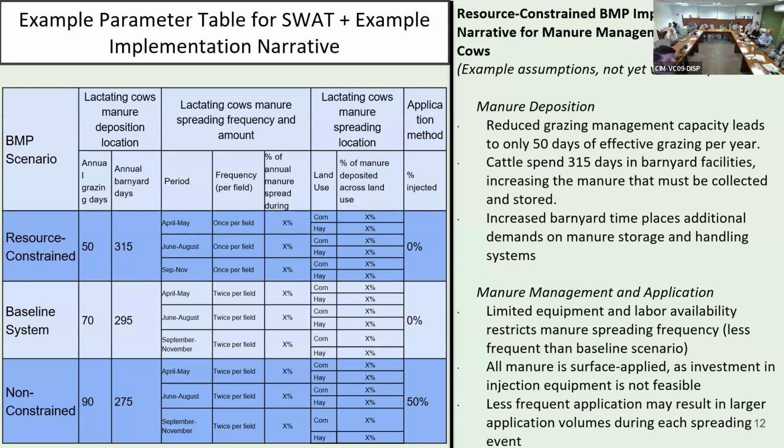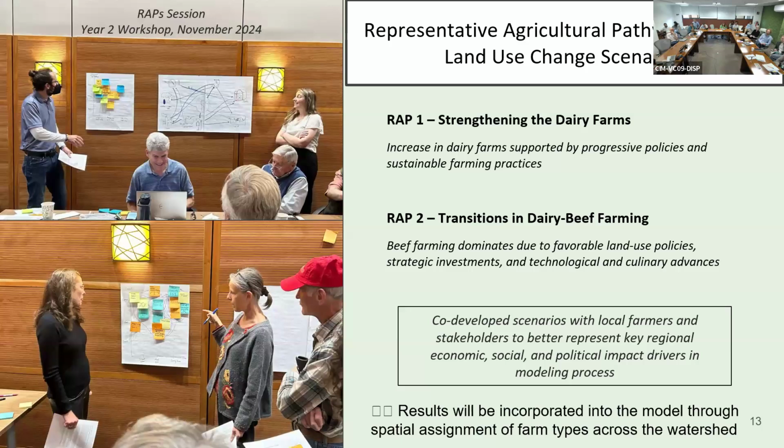I'm not going to go through it, but we can take in everything from grazing days, how much they're spreading per field during which part of the season, on cornfields versus hay fields, how much is injected versus applied on the surface. We're bringing these to the farmers and getting feedback on quantitative parameters. And yeah, so this is the process of doing that. So that's creating the management scenarios.